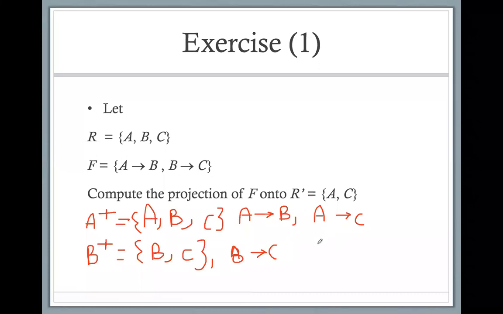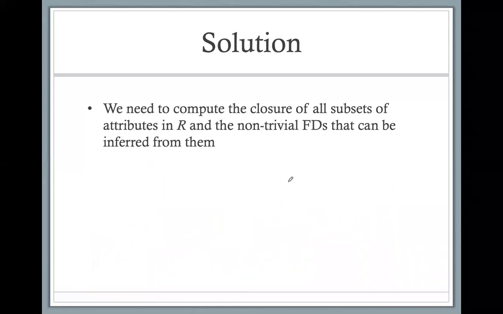So out of all these functional dependencies, what is the functional dependency that is relevant for R dash? It's this one, A determines C. So this one is the projection of these two functional dependencies on A, C. Of course, I could have used also transitivity and got that A determines C, okay?